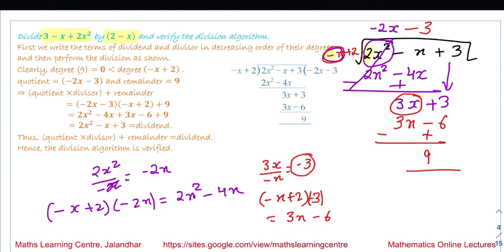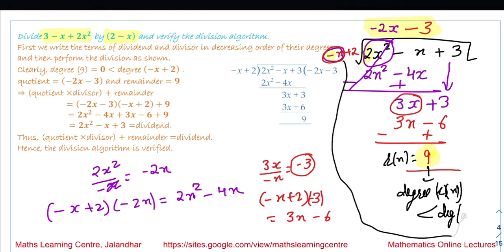So this is the quotient and this is the remainder. Why is it the remainder, and why have we stopped here? Because the degree of this polynomial r(x) is less than the degree of the divisor polynomial. So we have stopped our procedure here.